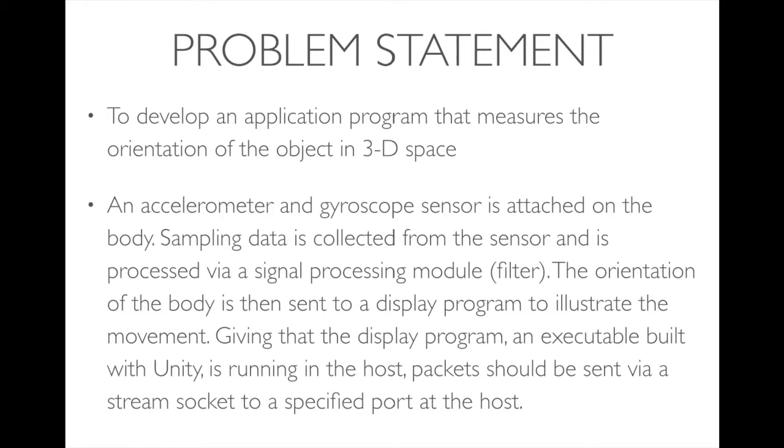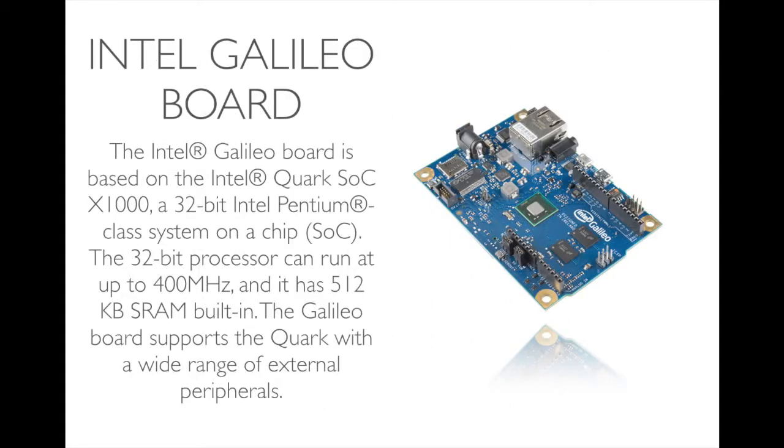Given that the display program is an executable built with Unity and is running on the host, the packet should be sent via stream socket to a specified port at the host. We are using the Intel Galileo board in this assignment, which has a 32-bit processor running at 400 MHz, with 512 KB static RAM built in.